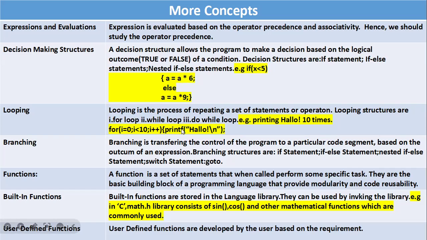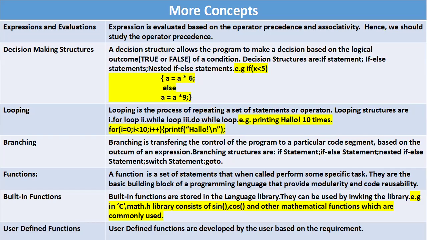Looping, as I told you, is to repeat a particular operation again and again. Branching is to go to a particular point in the program. Here in C we have what is called the goto statement. Functions. A function is a set of statements that when called perform some specific task. They are the basic building blocks of a programming language that provide modularity and code reusability.